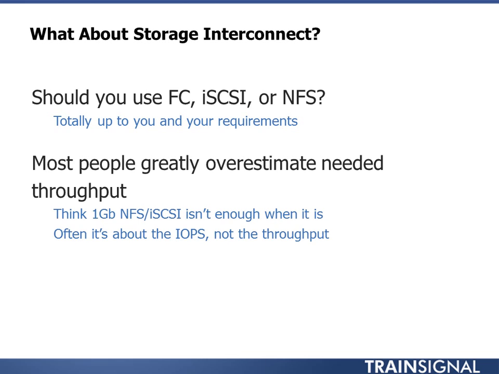Most people greatly overestimate needed throughput. I believe this is true. I talk to customers all the time that think I'm crazy when I recommend multiple 1 gig NFS or iSCSI connections. But what they forget is, more often than not, probably about 95% of the time, storage cares more about IOPS than throughput. There's a few corner cases where throughput actually matters, but often it's all about the IOPS. What can those back-end disks do, not how much data I can throw across that cable at one time.